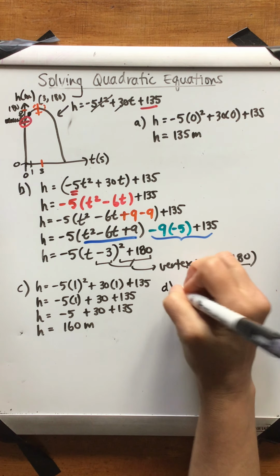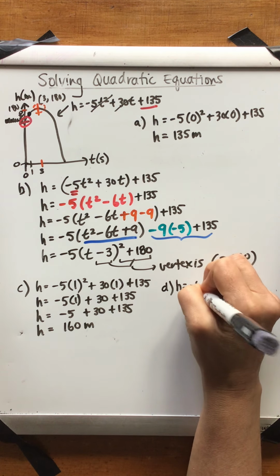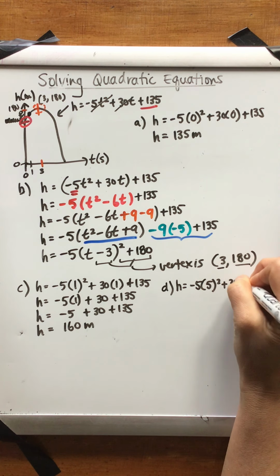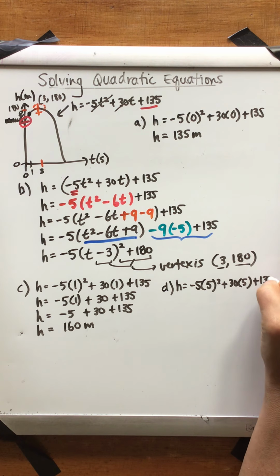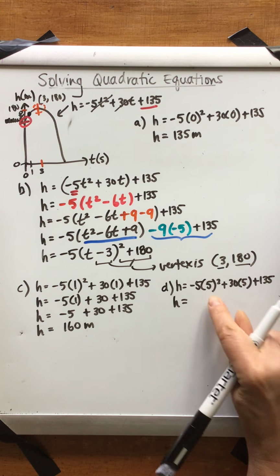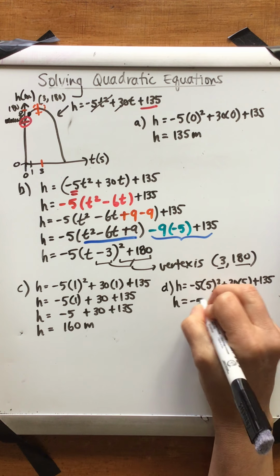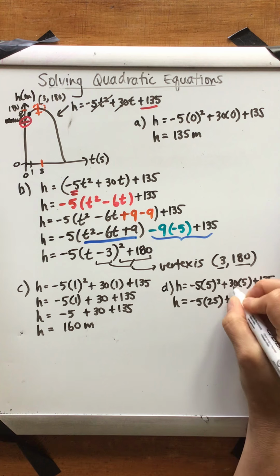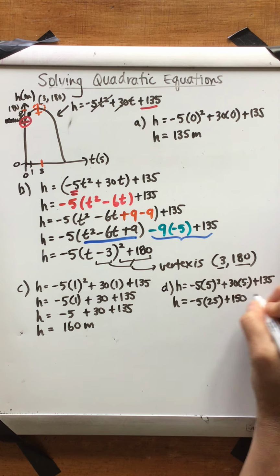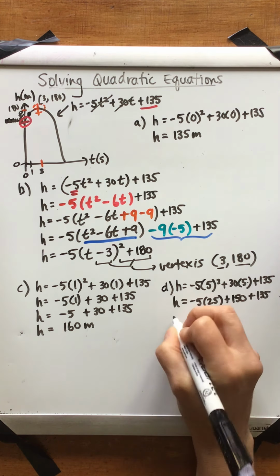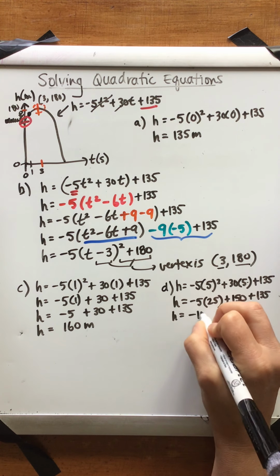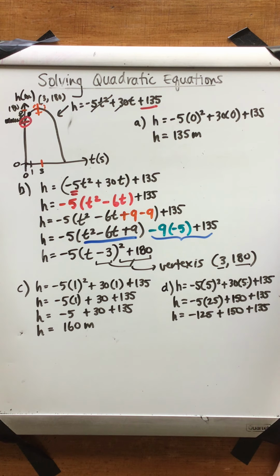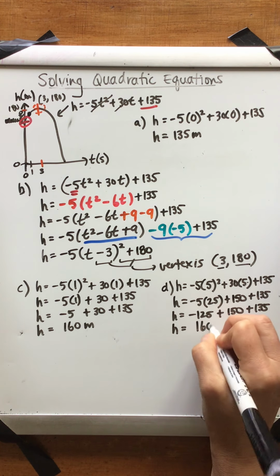What's the height 5 seconds after it's thrown? Well, same idea. Let's put in a 5 wherever there was a t. In solving, let's do exponents first. So I have negative 5 times 5 squared, which is 25. I have 30 times 5, which is 150, plus 135. This comes out to negative 125 plus 150 plus 135. Well, isn't this interesting? It also comes out to 160 meters.